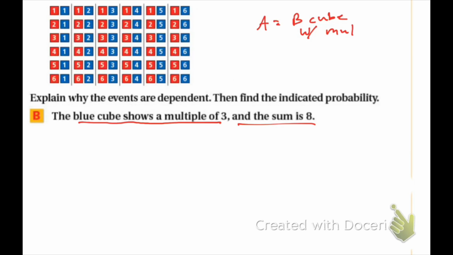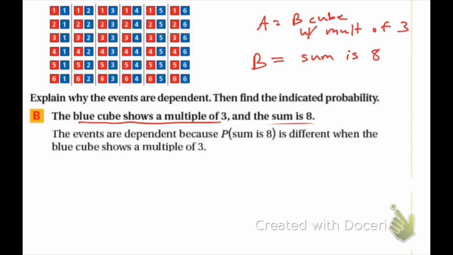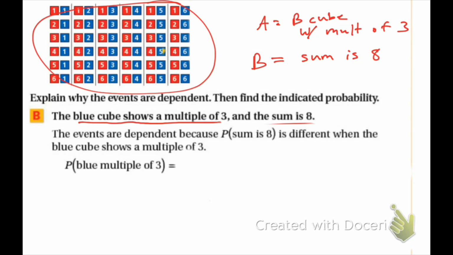a multiple of 3. Event B is the sum is 8. So let's look at our first event, which is a blue multiple of 3. Well, look at all my combinations here, my outcomes, they all have a blue cube. Which of those blue cubes have a multiple of 3?